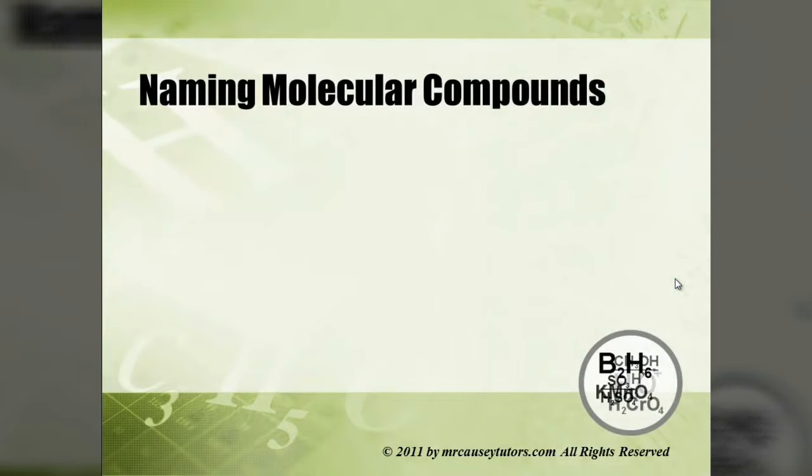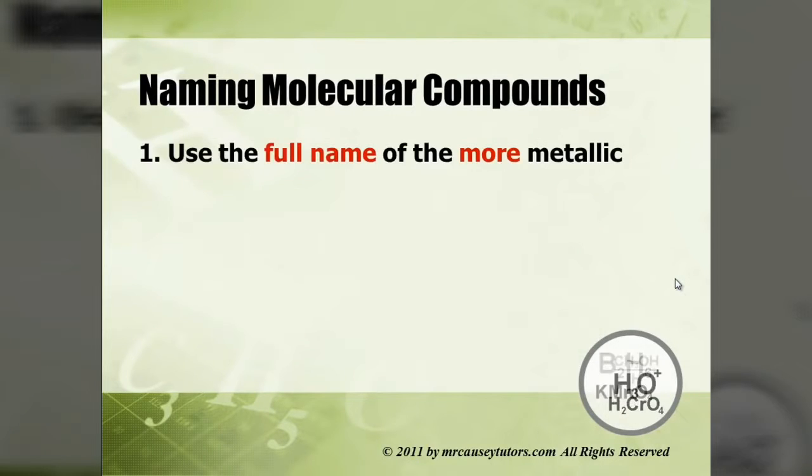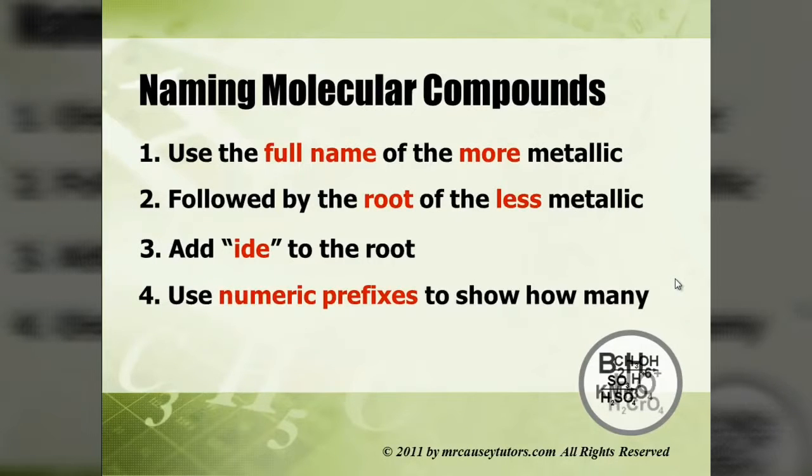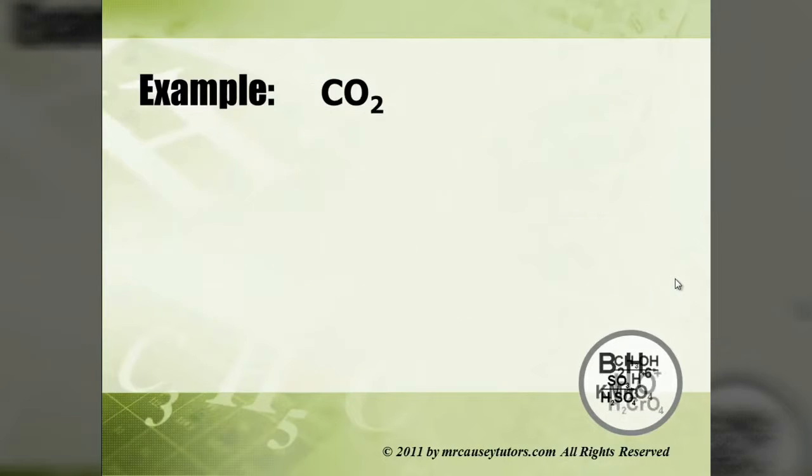All right, let's name covalent compounds. In naming covalent compounds, and of course that's the same as molecular compounds, use the full name of the more metallic, followed by the root of the less metallic, and add -ide to the root. Use numeric prefixes to show how many. Now remember, we only use numeric prefixes on covalent compounds. With molecular compounds or the covalent compounds, we use numeric prefixes.